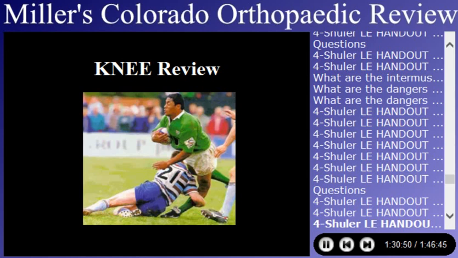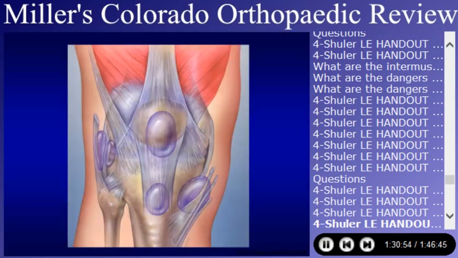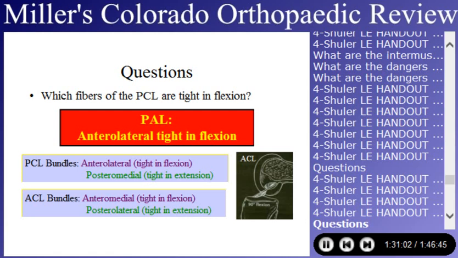Remember I told you in the test-taking tip, know one thing cold? All anterior bundles on the ACL, PCL are tight in flexion. Who's your POW? POW is your PCL. Anterolateral are now tight in flexion. And that's the easiest way to remember. Know one thing cold, and you can figure out your answer for any question, whether they throw it on the PCL, which is now loose in flexion. You can figure it out by just knowing one thing cold.